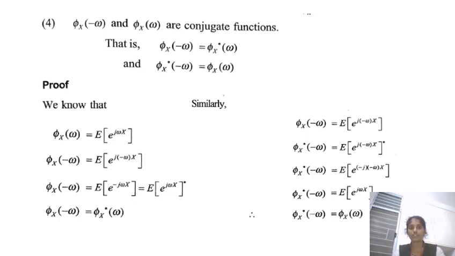Proof. We know that φx(ω) equals E[e^(jωx)]. φx(−ω) equals E[e^(j(−ω)x)]. φx*(−ω) equals E[e^(j(−ω)x)]*. φx(−ω) equals E[e^(−jωx)] equals E[e^(jωx)]*. φx*(ω) equals E[e^(jωx)]. φx(ω) equals φx*(ω). Therefore, φx*(−ω) equals φx(ω).